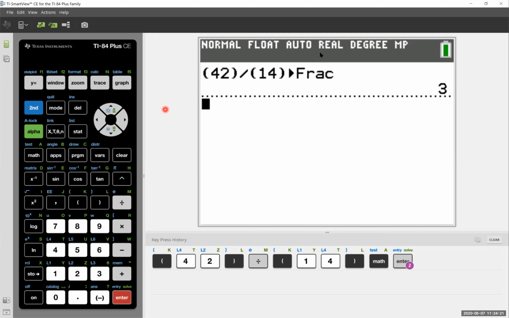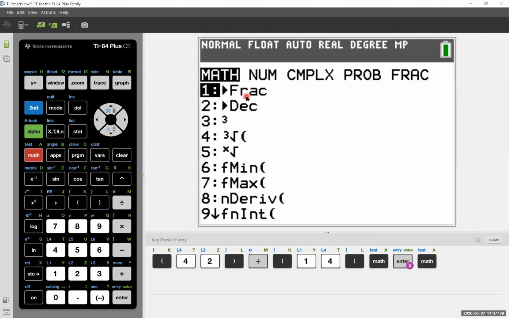I'm trying to get this spotlight thing to work. It doesn't want to work when I have this up. So we're using the parentheses, typing in our numerator, divided by, in parentheses, our denominator. Then we're going to math, frac. That gets us our answer.